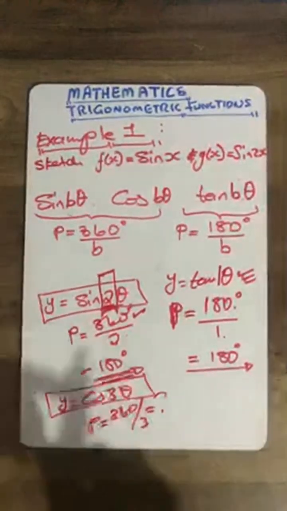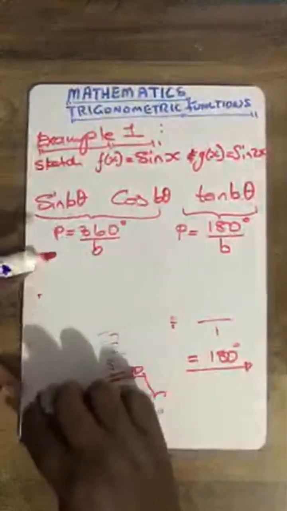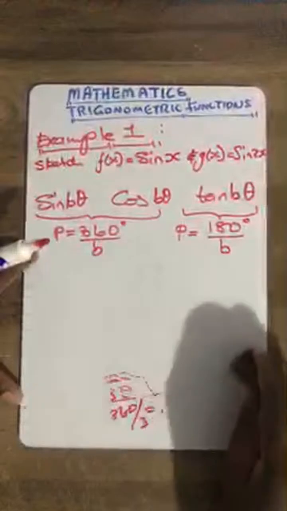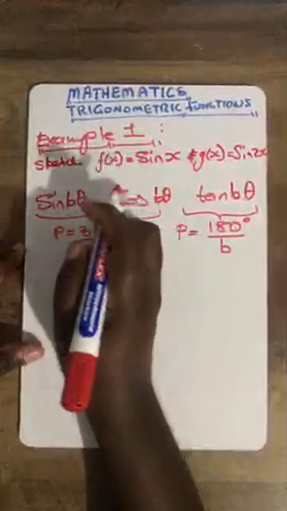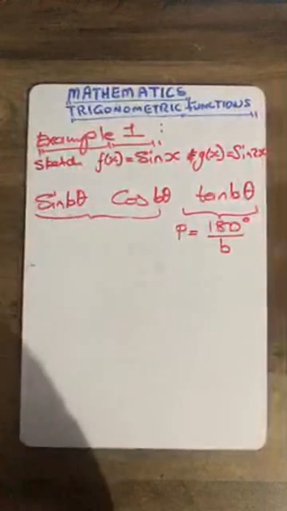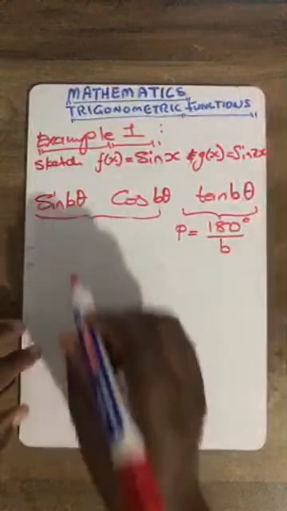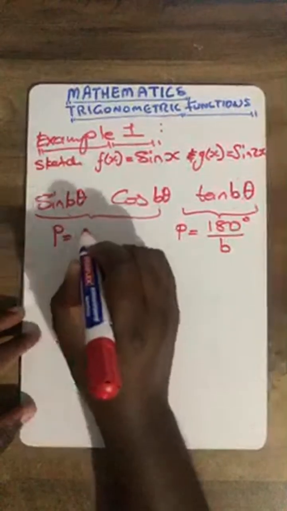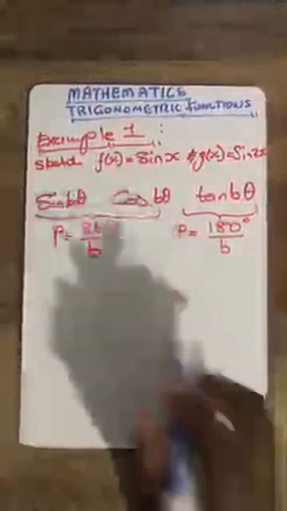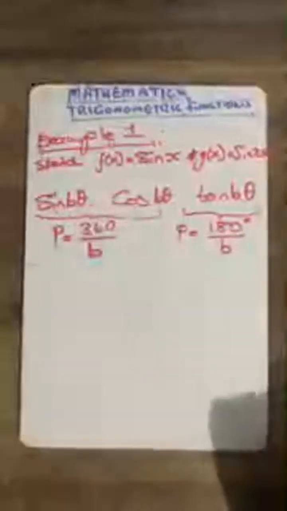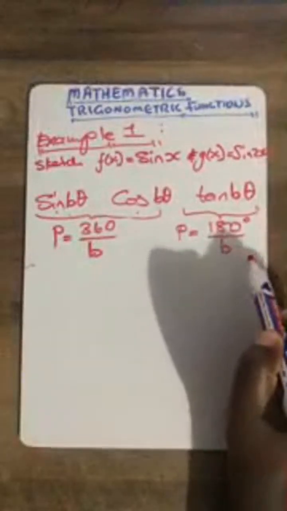Daisy Mkwanas is asking, why did you put 2 underneath? Okay, in simple terms, Daisy, the formula for calculating the period is P is equal to 360 degrees divided by B for the sine and cos function. But for tan, it's 180 divided by B.